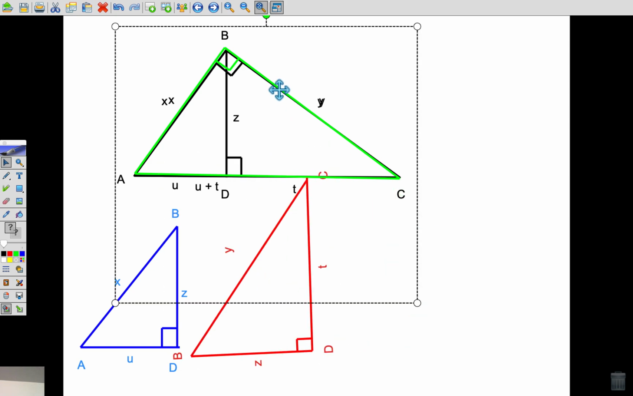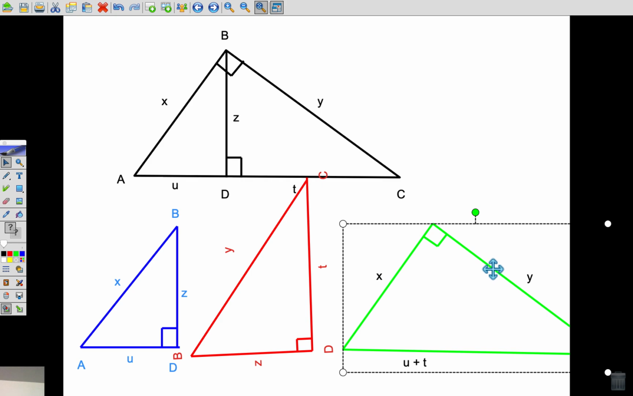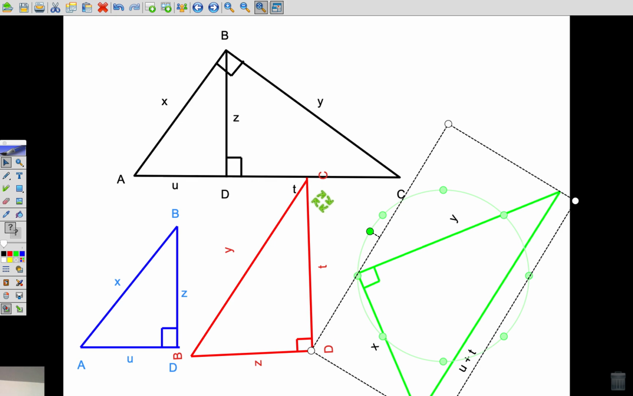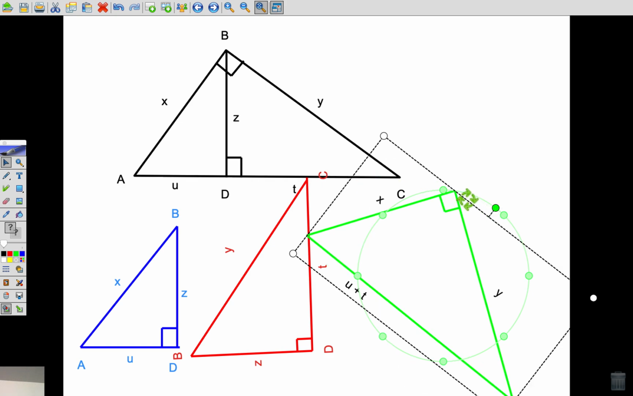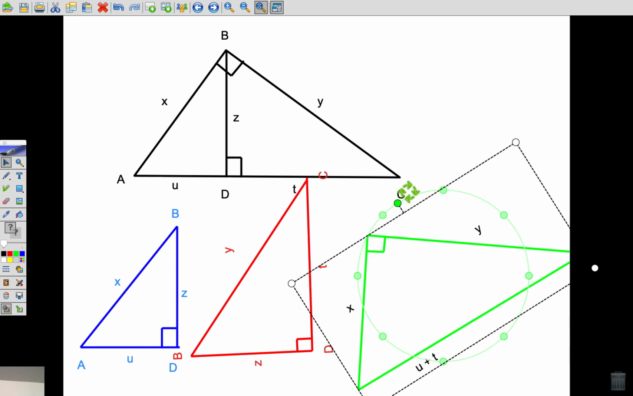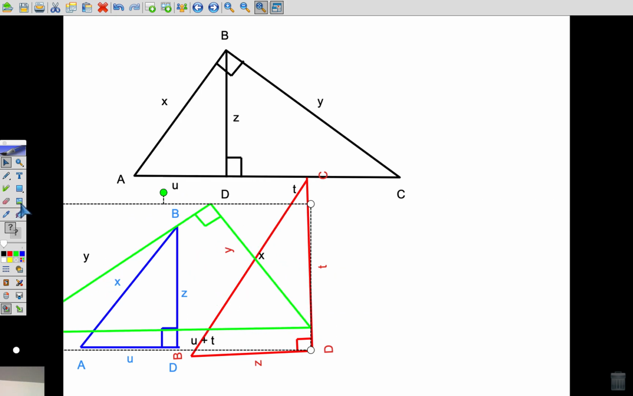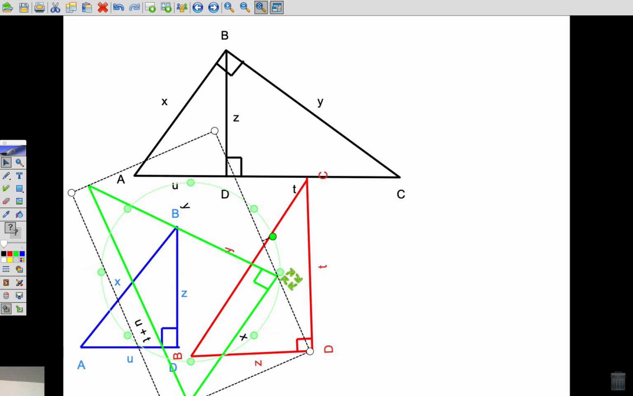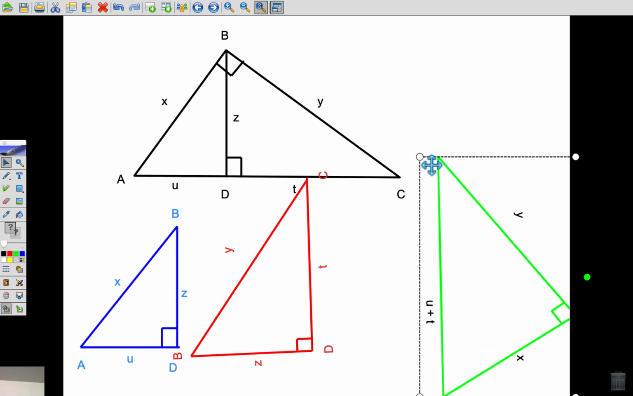And our green right triangle here, I'm going to move that off of here. And I'm going to rotate it, but I'm also going to get it facing the right way. That's where I want it. And I'm going to bring it this way so that we sync up the correct sides. Let's rotate it. And I'm going to bring it over here. I'm going to rotate it a little more.